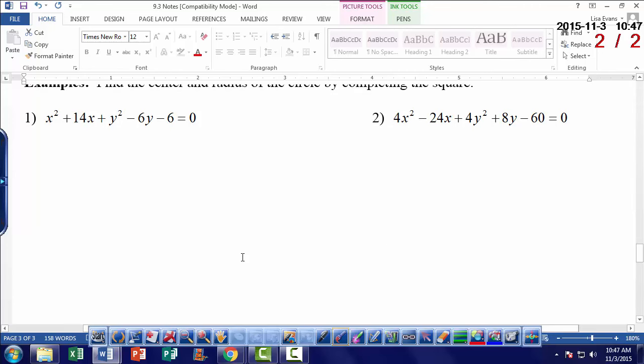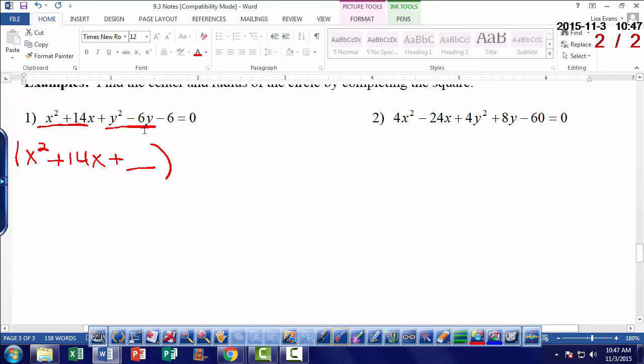Okay, so right now this is not standard form. We need to get it in standard form. So here's how I initially like to set it up. I keep my x's together. So I'm going to go ahead and write x squared plus 14x. We're going to leave a blank because we're going to need to complete the square because we need to factor it. We need to get these into binomials squared.